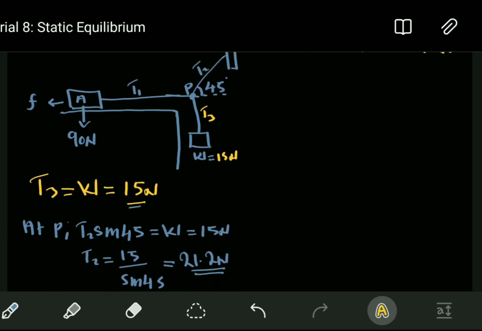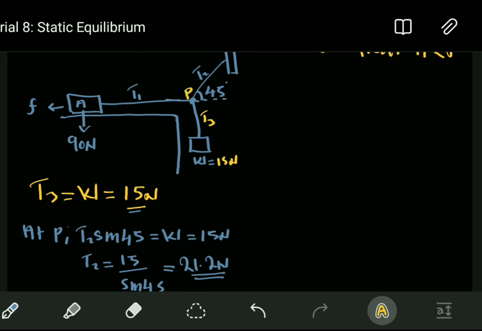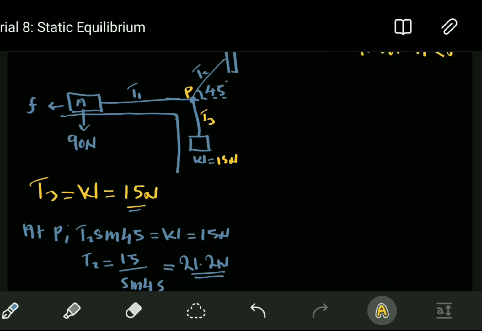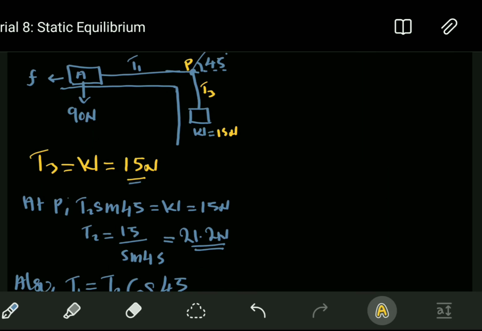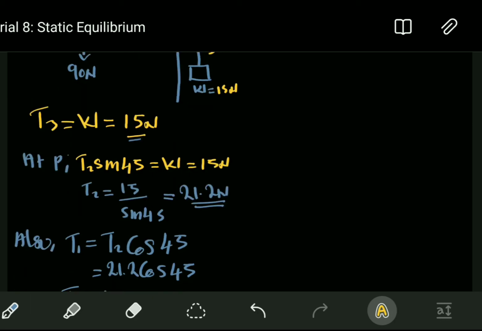And also at the point P, which is here the junction, we have that T2 sine 45 is equal to the weight. So the vertical component of T2 is also equal to the weight. Therefore, T2 sine 45 is equal to W, which is 15 newtons. From which we can obtain the value of T2 as 15 over sine 45, giving T2 as 21.2 newtons.